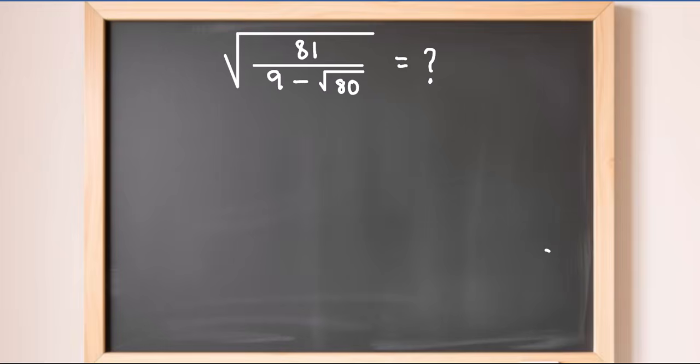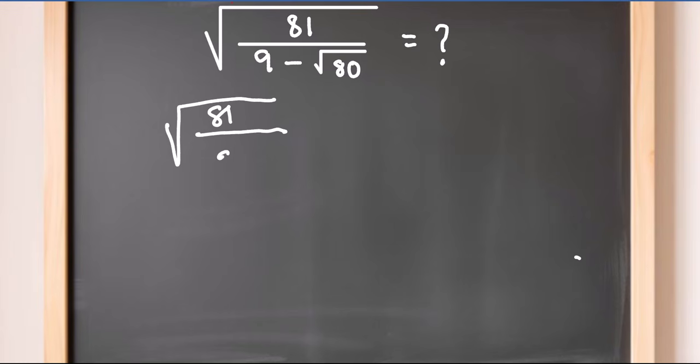We want to simplify this square root. Now to do this, here we have the square root of 81. Let's simplify the denominator. Here we have 9 minus the square root of 80. What we have to do here is to apply the rule of conjugate.